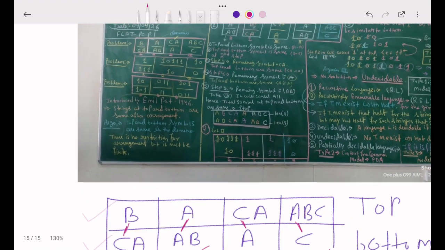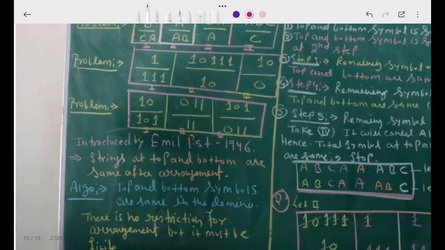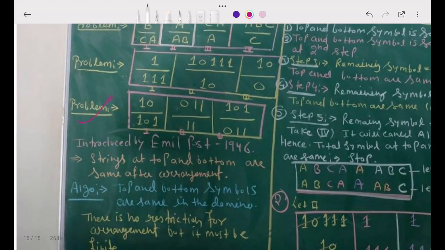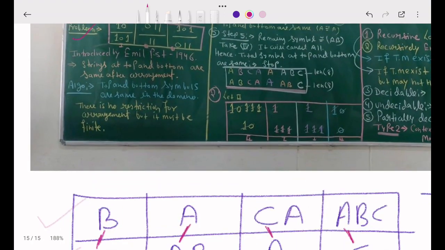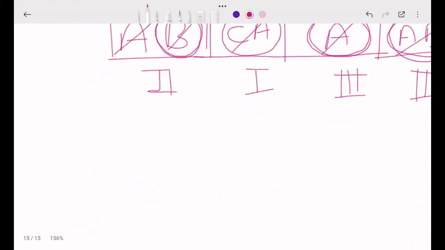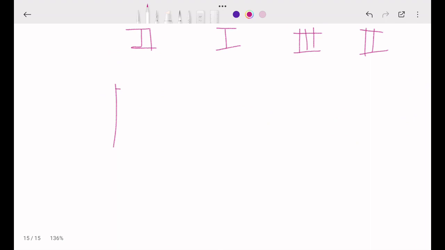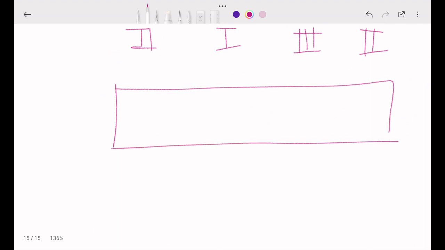I will show another example. Why is PCP not solvable? I am taking this example: 10101. Okay, this is the famous example. You can write also ABC, no problem.